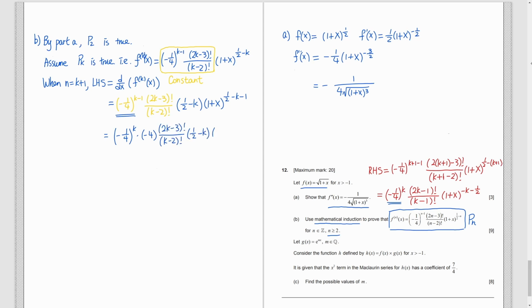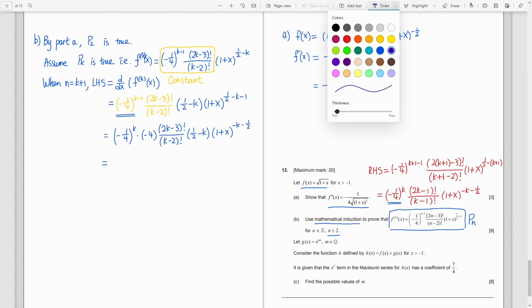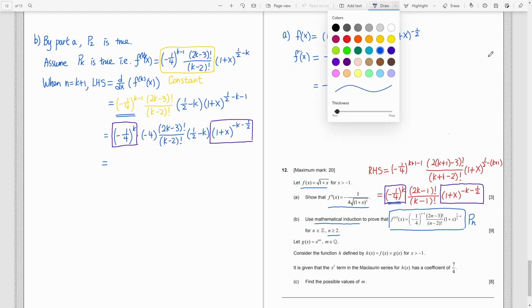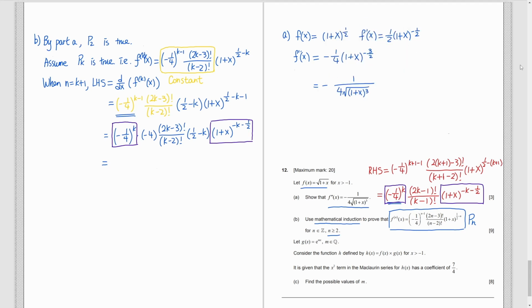Copy the rest and do some simplification. Now, this term and this term are the same. So, I use a purple box to contain it. And the only different part is the middle one. We try to simplify the terms, multiplying these terms to eliminate the fraction inside the bracket.